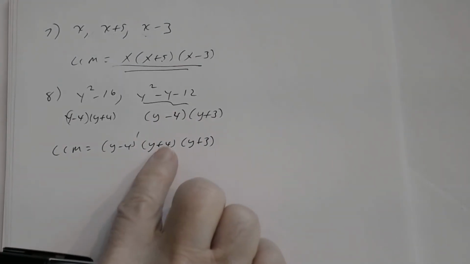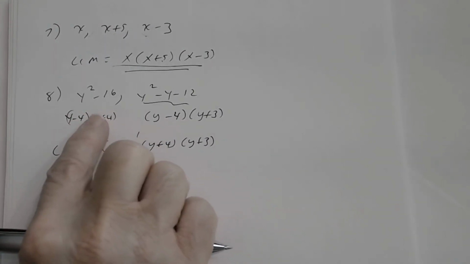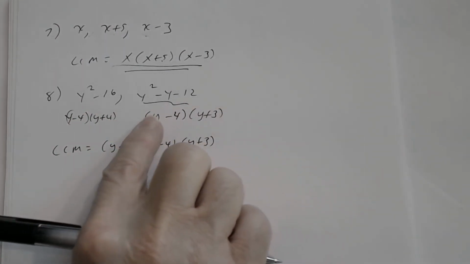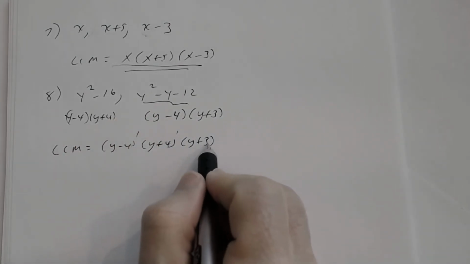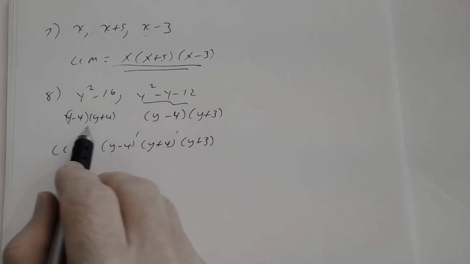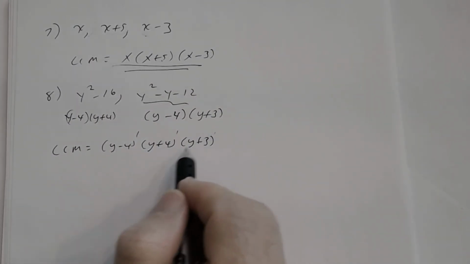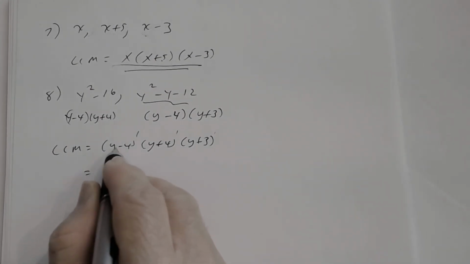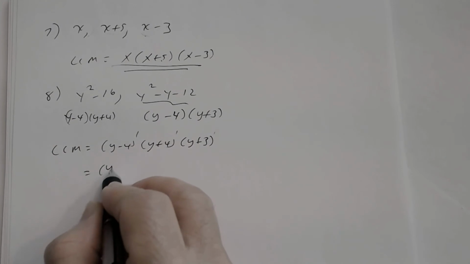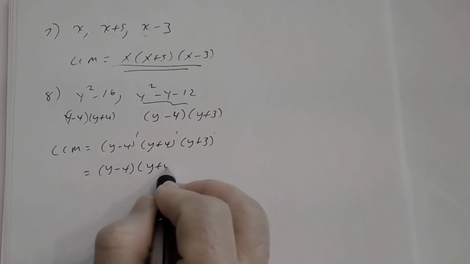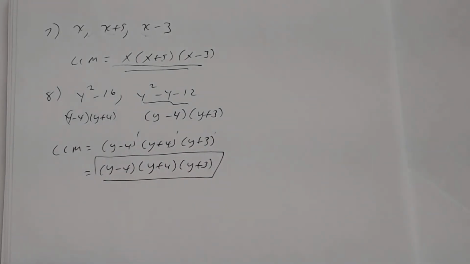Let's go to y plus 4. How many factors of y plus 4 are in this one? 1. How many are in this one? 0. How many do you need? 1. How many factors of y plus 3 are in here? 0. How many are in here? 1. How many do I need? 1. So your answer is just this without, and remember, these are exponents of 1, so just rewrite it without the 1. So it's y minus 4 times y plus 4 times y plus 3. So there's your answer. Okay, number 9.